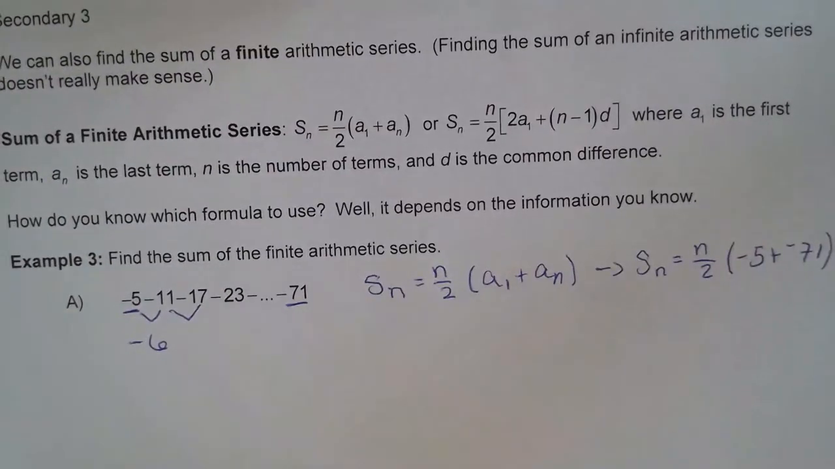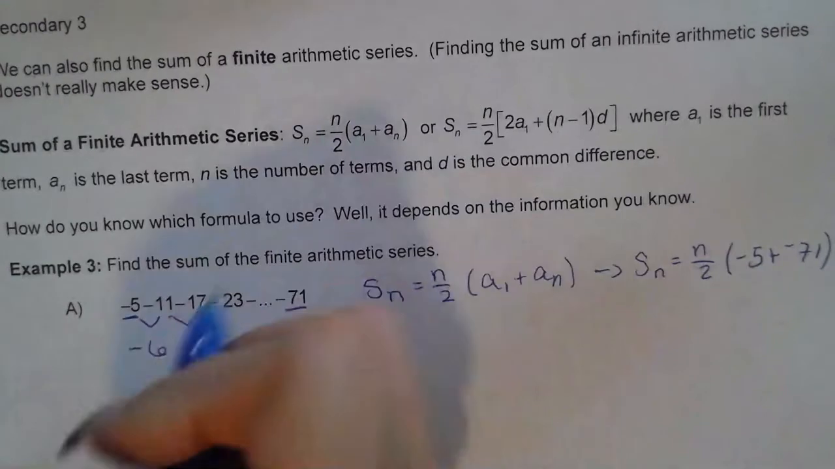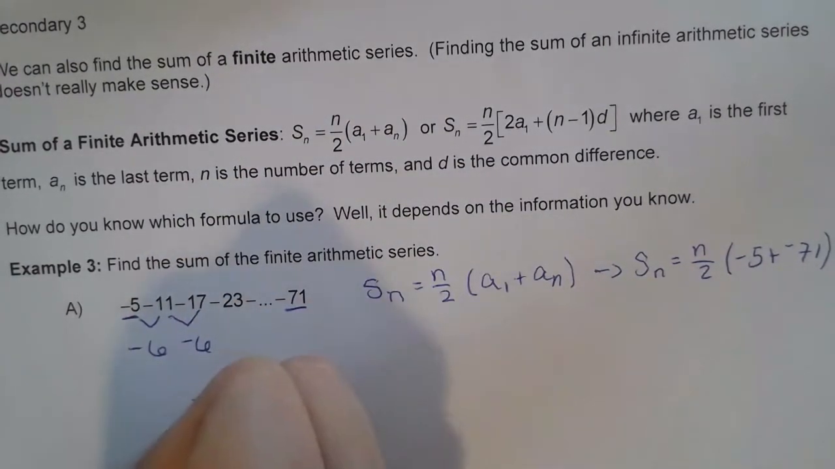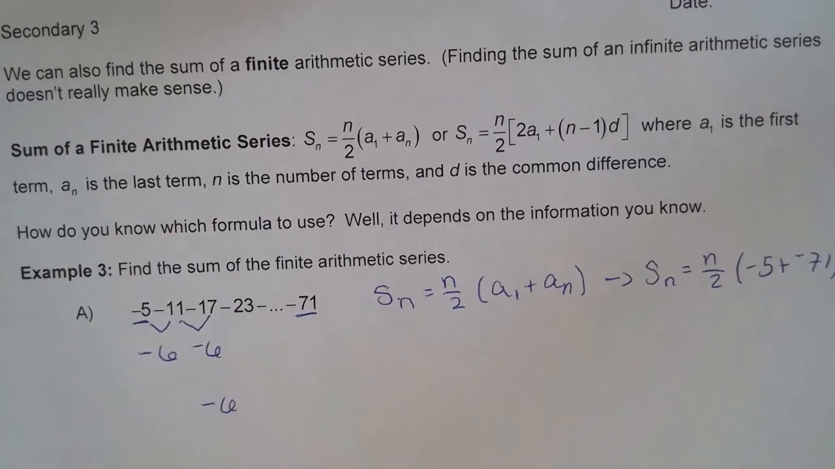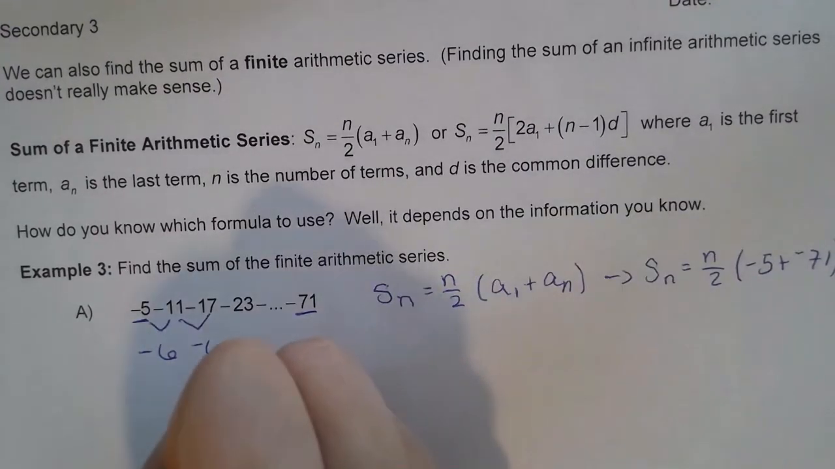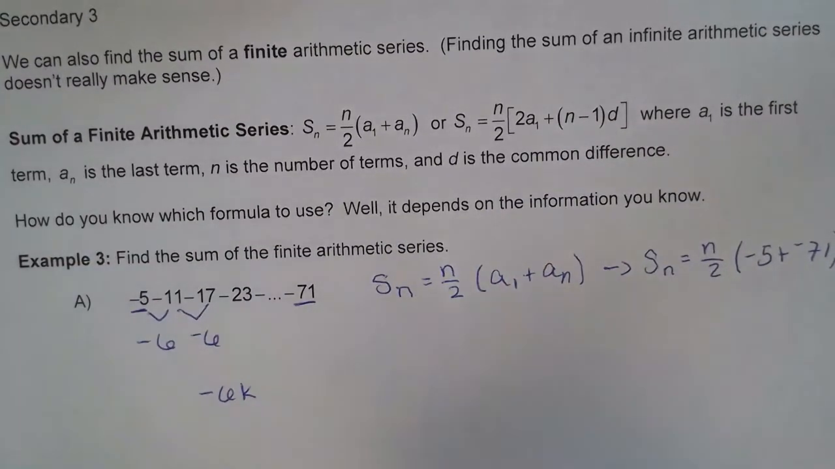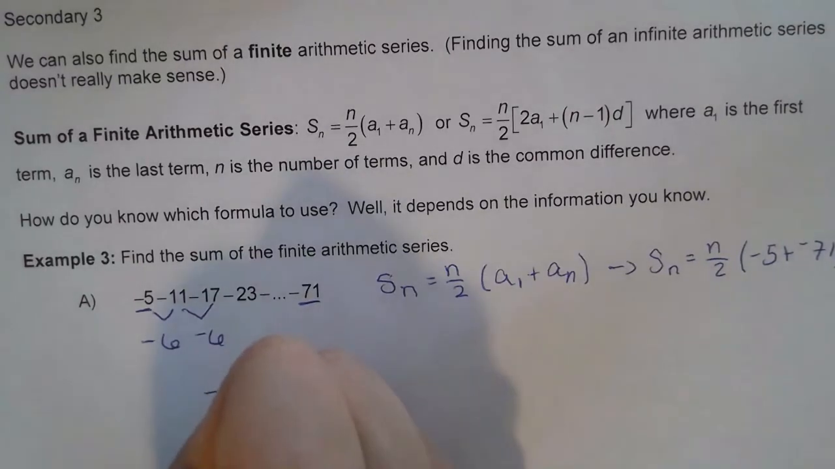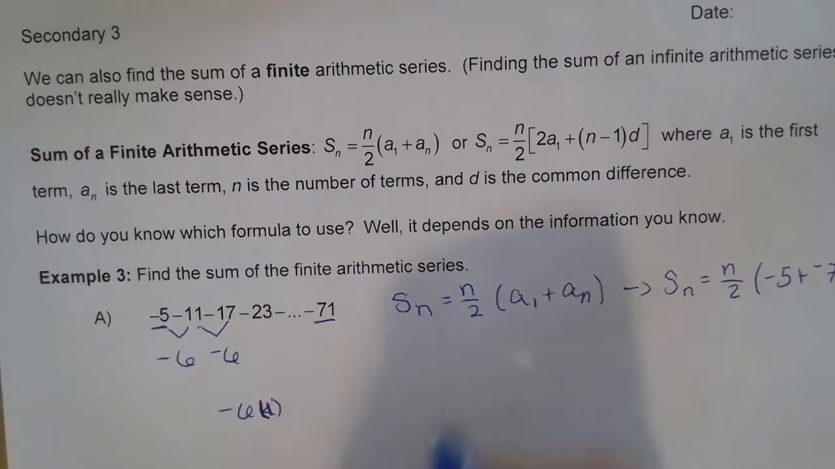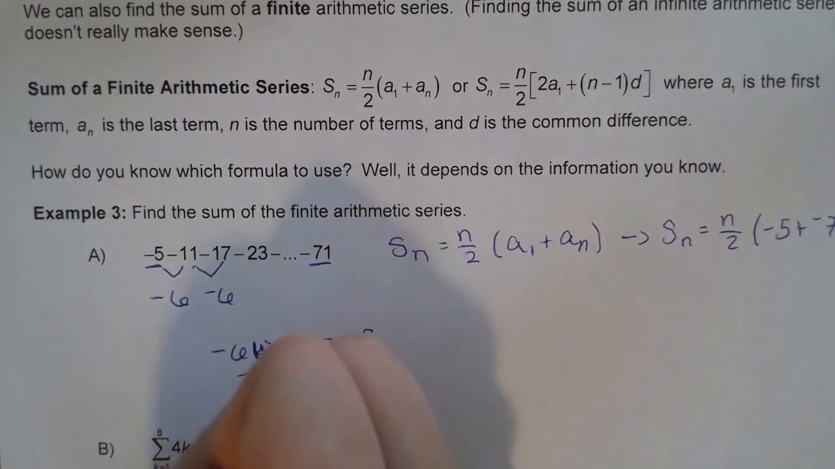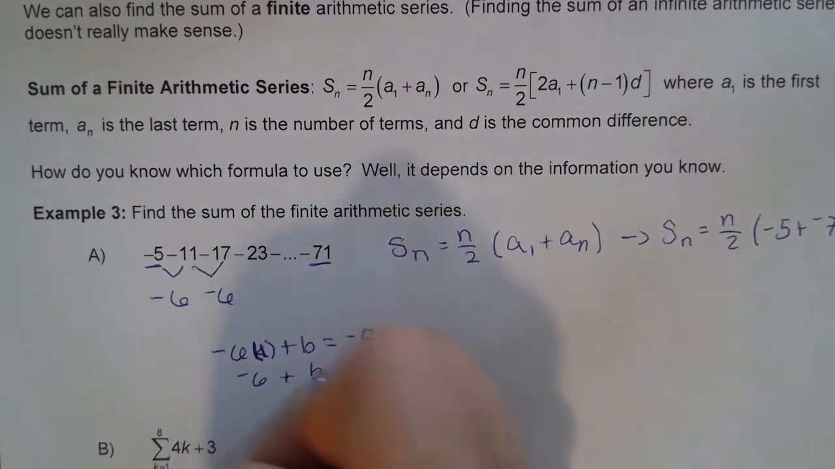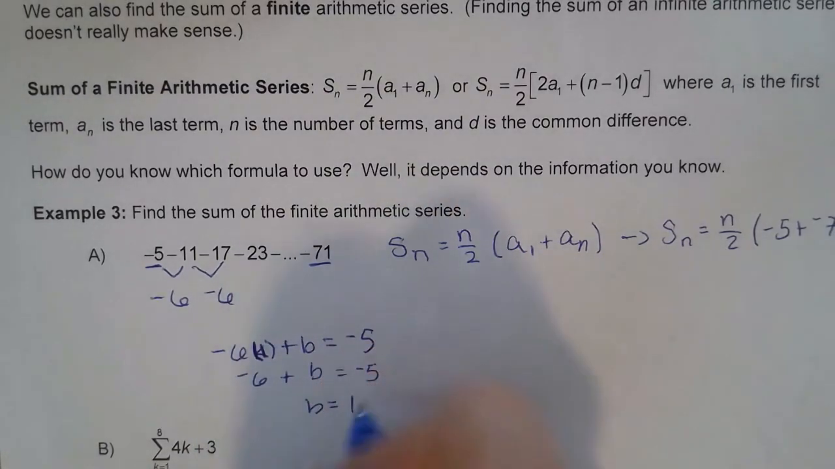So if you think about it, arithmetic, that change is the slope. So I have -6k, and then I have... let's do this because we want to find the whole equation, right? So let's do -6 times 1 plus b equals -5, just like what we did on the other page. So I get -6 plus what equals -5? So we get b equals 1.